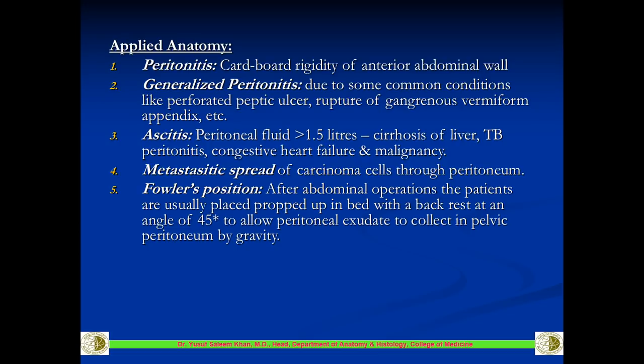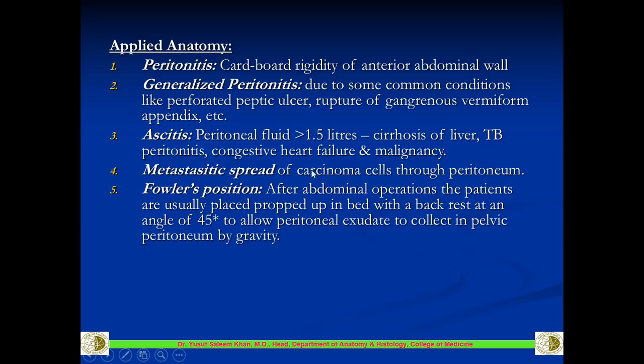Then clinically, one more position is very important. This is called Fowler's position. This is very commonly seen in the surgical department, wherever they do any kind of surgical intervention into the abdomen. The patient will be asked to lie down at an angle of 45 degrees. This is to drain any kind of peritoneal exudate and get it collected in the lower part of the pelvis. This is called Fowler's position.